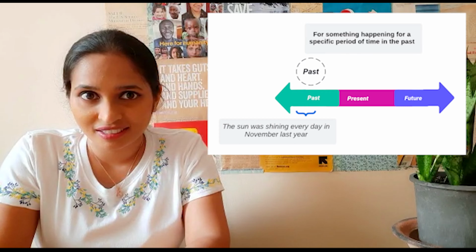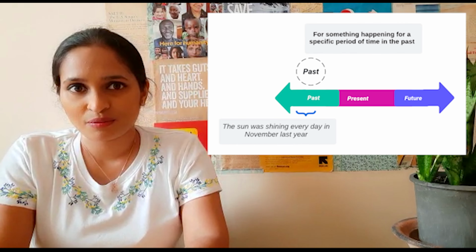You can use the past continuous tense for something happening for a specific period of time in the past. I was reading a book yesterday. In this sentence, the time is not specified, and I want to express that yesterday, the whole day, I did nothing but reading a book, and I could not finish reading the book. I have a bit more to read today. So the action was continuing throughout the length of time specified in the sentence.